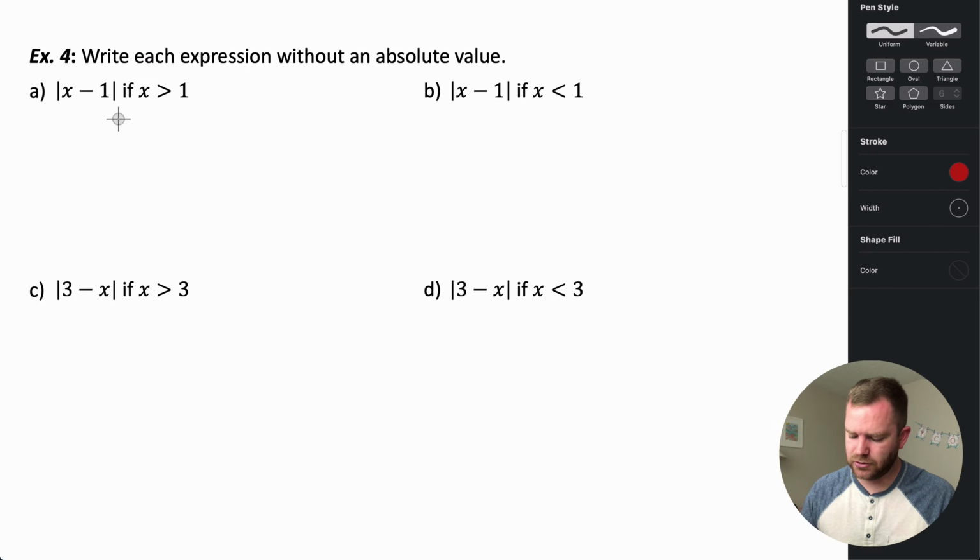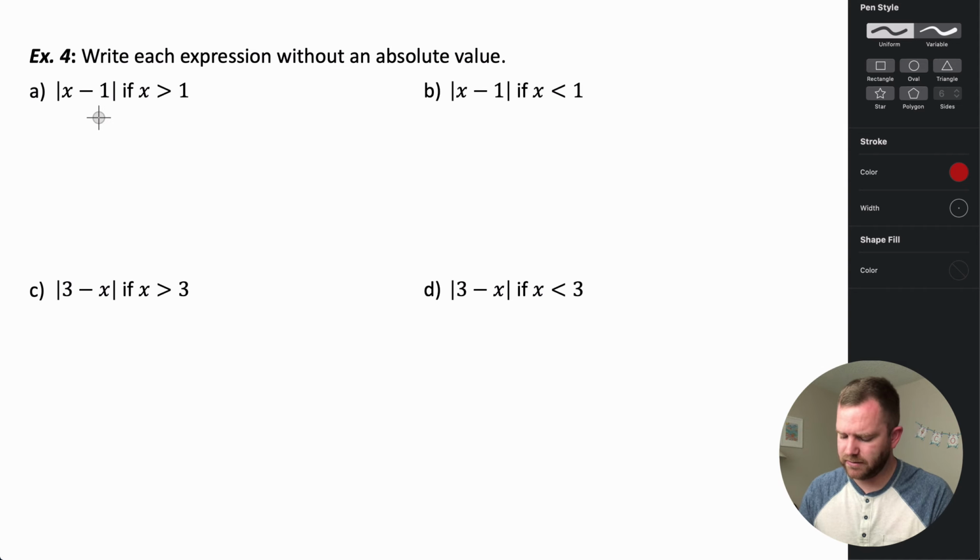So let's go ahead and try and rewrite these expressions. There's 4 expressions here, and we want to try and rewrite them in an equivalent expression without absolute value. So basically we want to try and use these conditions to try and find equivalent expressions.